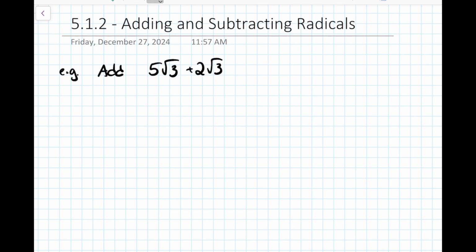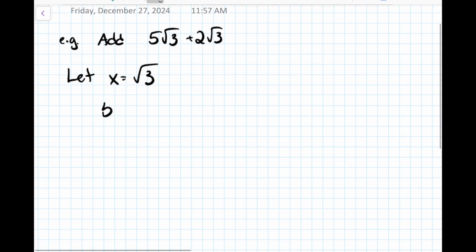To get a sense of how this works, let's bring in something we've talked about in the past, if you're in my course: a dummy variable. We're going to replace those root 3's for a second, just to show how this works. Let x equal root 3, just temporarily. If we do that, 5 root 3 and 2 root 3 become just 5x and 2x.